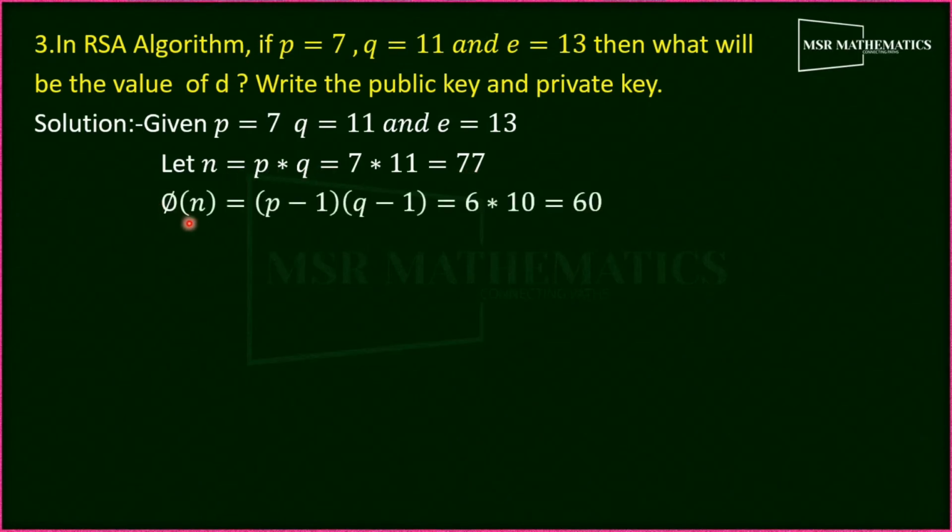After finding N, we have to obtain Euler's totient function, that is phi of N is equal to P minus 1 into Q minus 1. Here P minus 1 is 6 and Q minus 1 is 11 minus 1, which is 10.